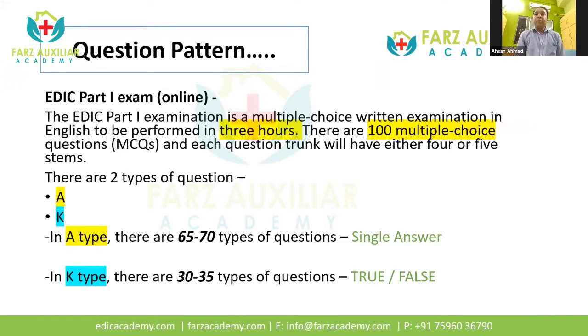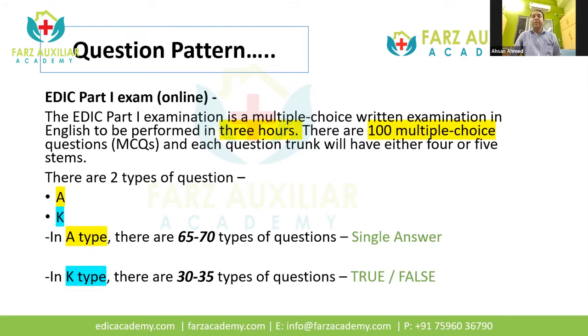Now coming to the question patterns, there are 100 questions of 3 hours duration, and you have 2 types of questions. One is type A questions. In type A, there are usually 65 to 70 type A questions. They are single answer questions. So they have 4 or 5 choices. There are some questions where you get 5 choices like in the MRCP exam. There are some type A questions where you get 4 multiple choices. So you have to give only one answer.